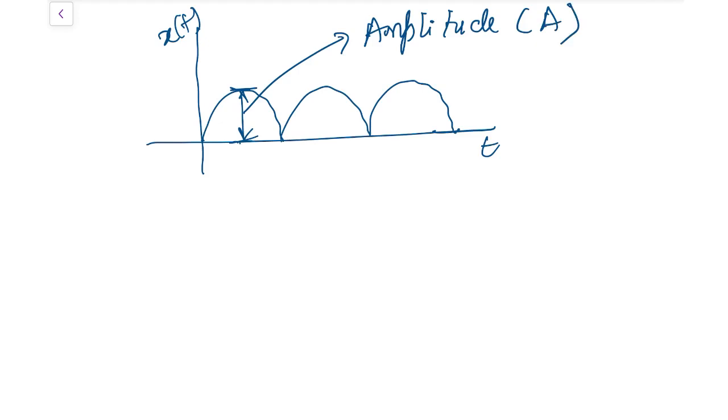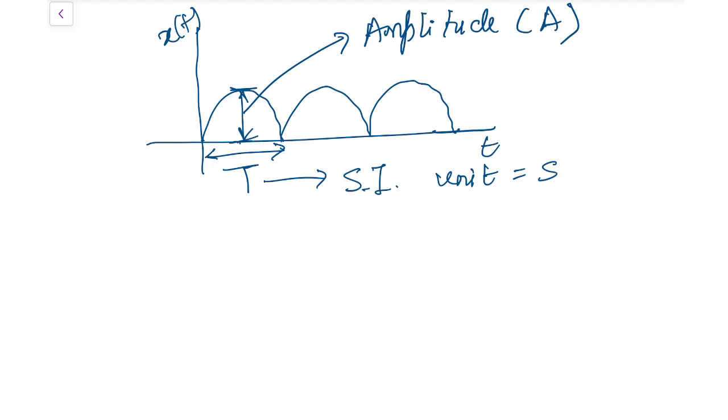Now, what is meant by time period? Well, the smallest interval of time after which a motion repeats itself is known as the time period, and it is denoted by capital letter T. Now, can you tell me what is the SI unit of time period? The SI unit of time is second, so the SI unit of time period is also second.